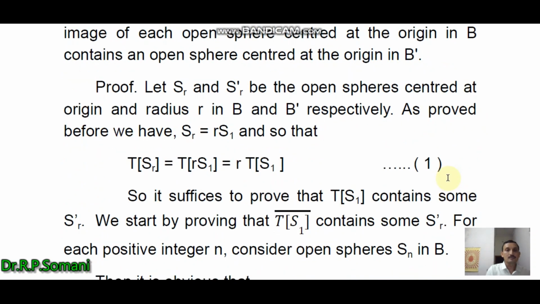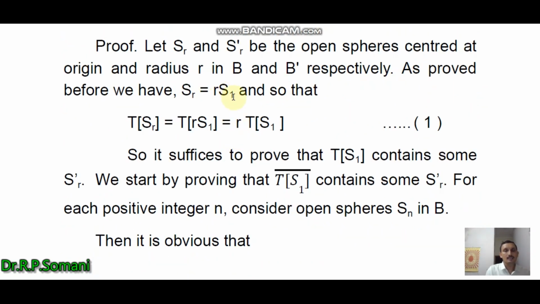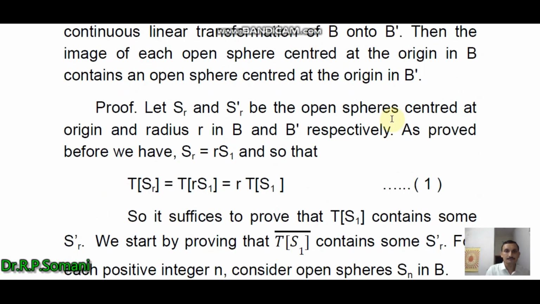Its proof is a little bit lengthy and we omit some steps. Let S_r and S_r' be the open spheres centered at the origin with radius r in B and B' respectively. As proved before, we have S_r equals r S_1, and so T(S_r) equals T(r S_1) equals r T(S_1), because T is a linear transformation. We denote this as equation number 1.